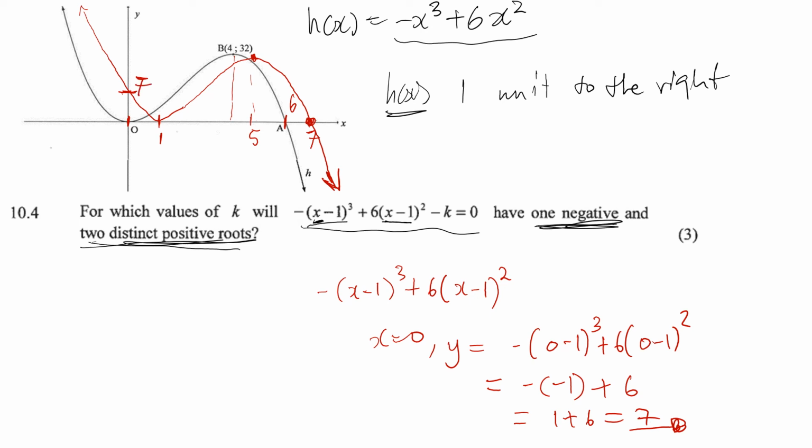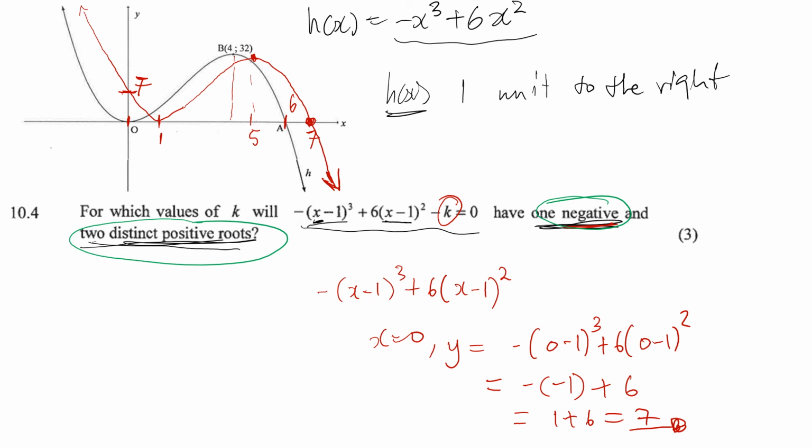Okay, so let's now go and answer the question. The question wants you to determine the values of k, which is the vertical shift, up and down, where your graph will have one negative root and also two other distinct positive roots. Let me just use a different color, maybe green here, to show you. So check from which interval your graph has one negative root and two distinct positive roots. That interval is where your value of k must lie. That's basically how you answer this question.